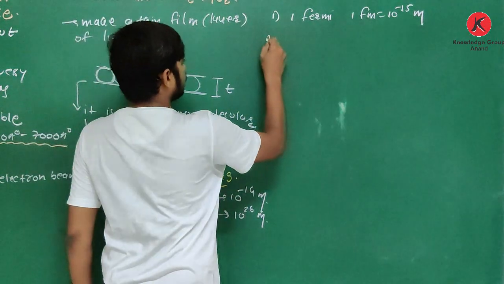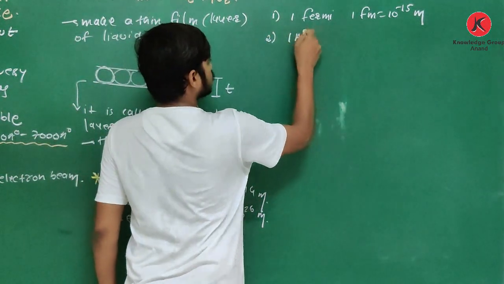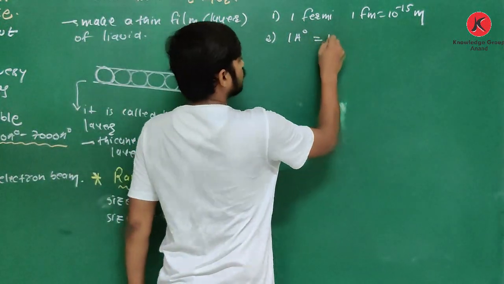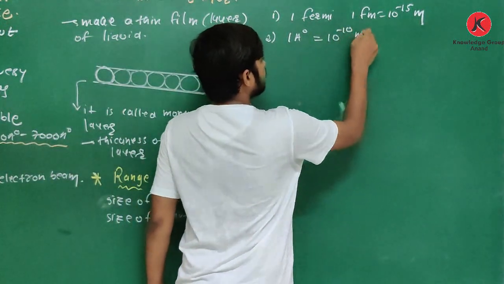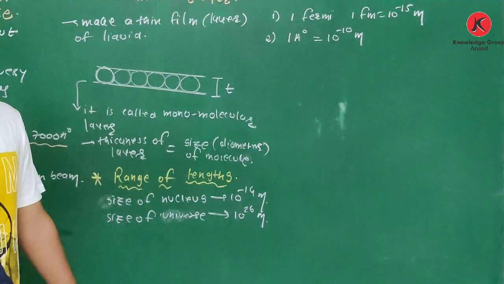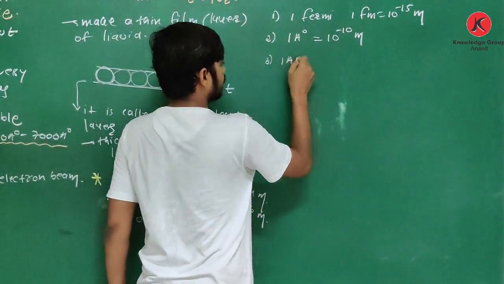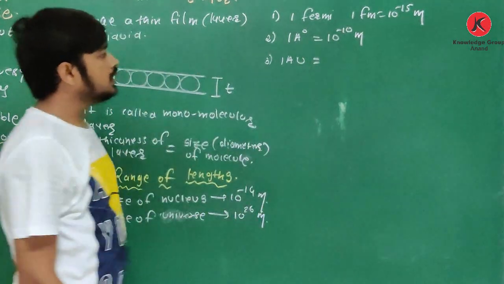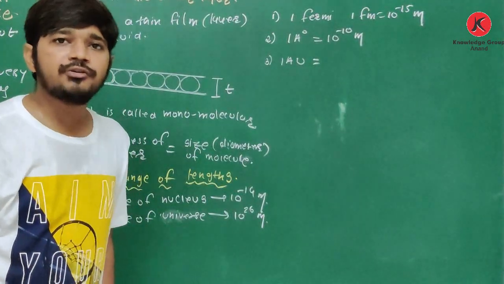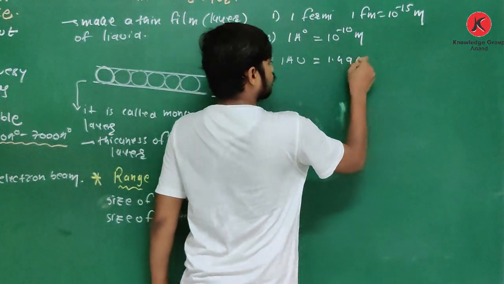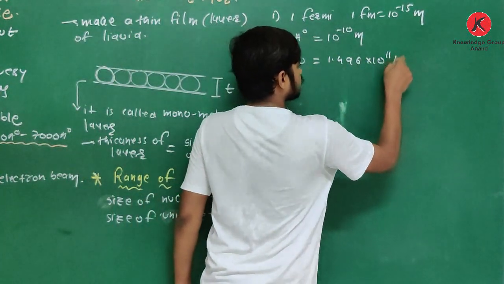Then the next one is 1 angstrom, and 1 angstrom is equal to 10 raised to minus 10 meter. Clear about this? The next one is 1 astronomical unit. Now what is 1 astronomical unit? 1 astronomical unit is equal to 1.496 into 10 raised to 11 meter.